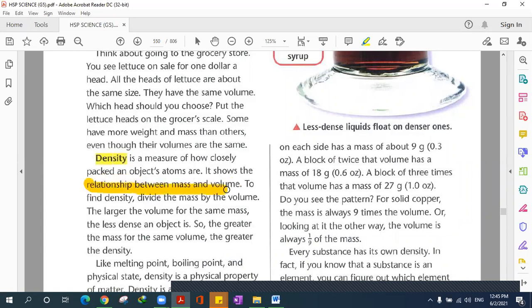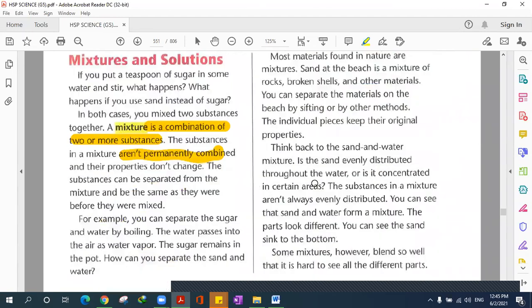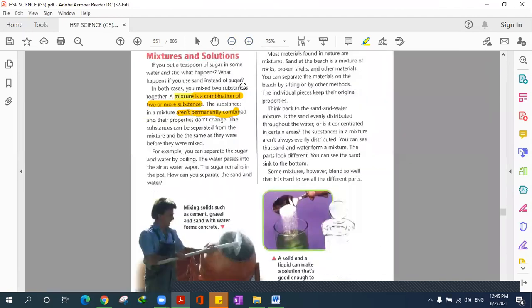We can find density by dividing mass over volume. The last thing is mixture and solution. You now know that a mixture is a combination of one or more things together. So every solution is a mixture, but not every mixture is a solution. Solutions are also mixtures. But mixture means that they are not permanently combined, like we can separate them.